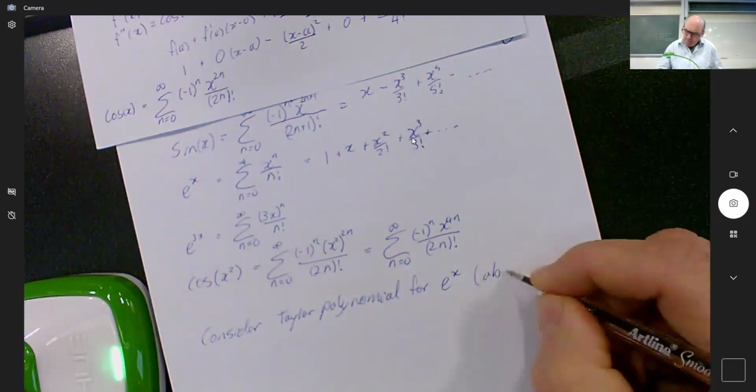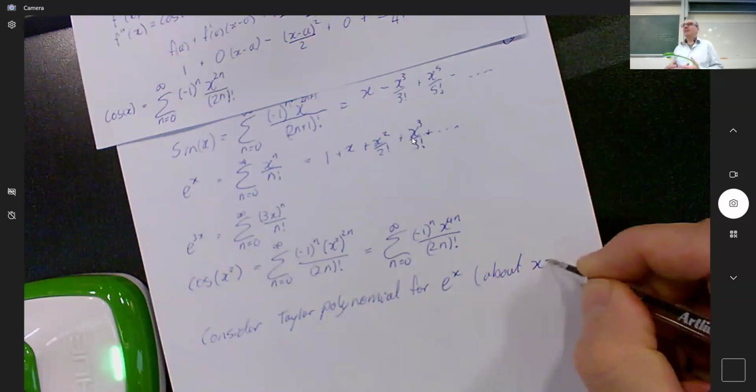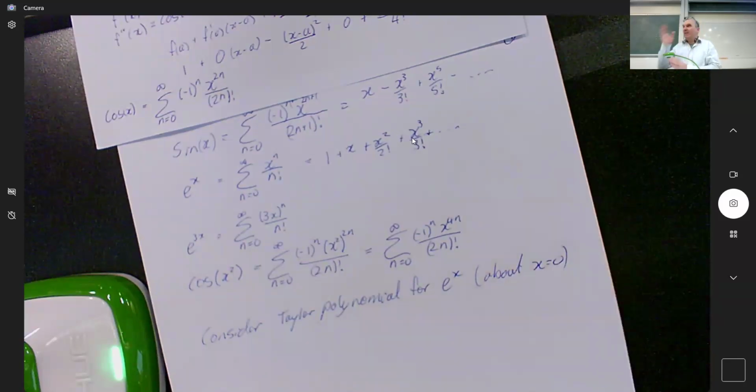You'll often see them say about x equals 0. That value is a value of x. It's the point at which we're expanding around. And so sometimes what confuses people is they go, hey, it didn't tell me what a is. It just said about x equals 0. And it's recognizing that that's telling you the same thing.